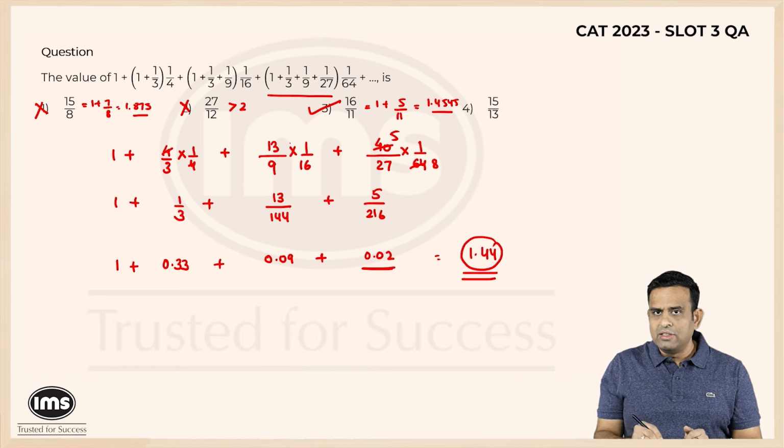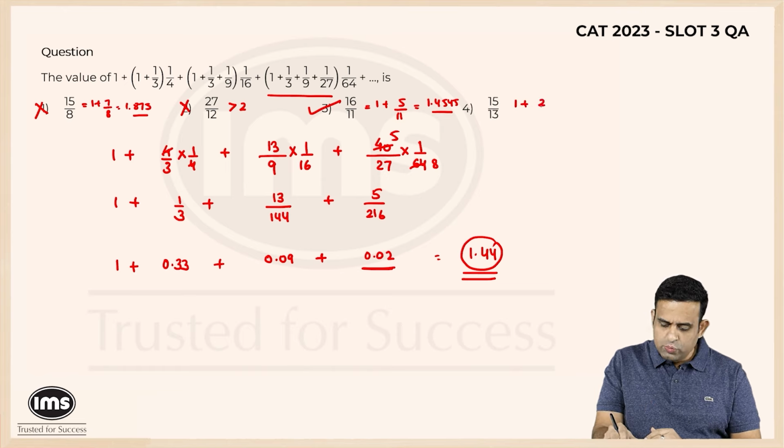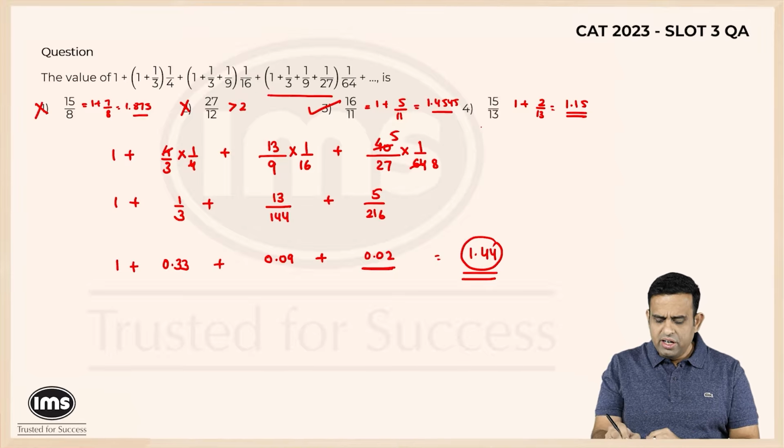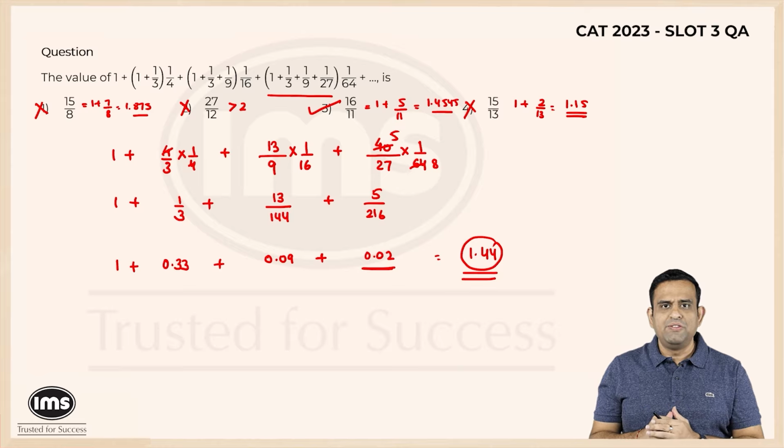It looked like our answer. If I look at option number 4, this is 1 plus 2 by 13, and this thing is approximately 1.15. So clearly the answer has to be more than 1.33. So option number 4 can be ruled out, and one can safely choose to mark option number 3 over here.